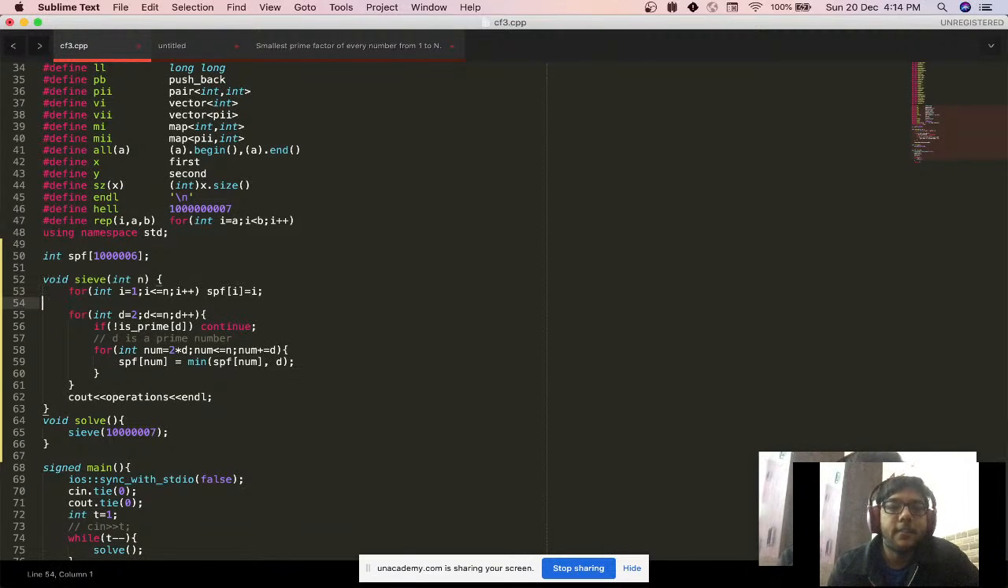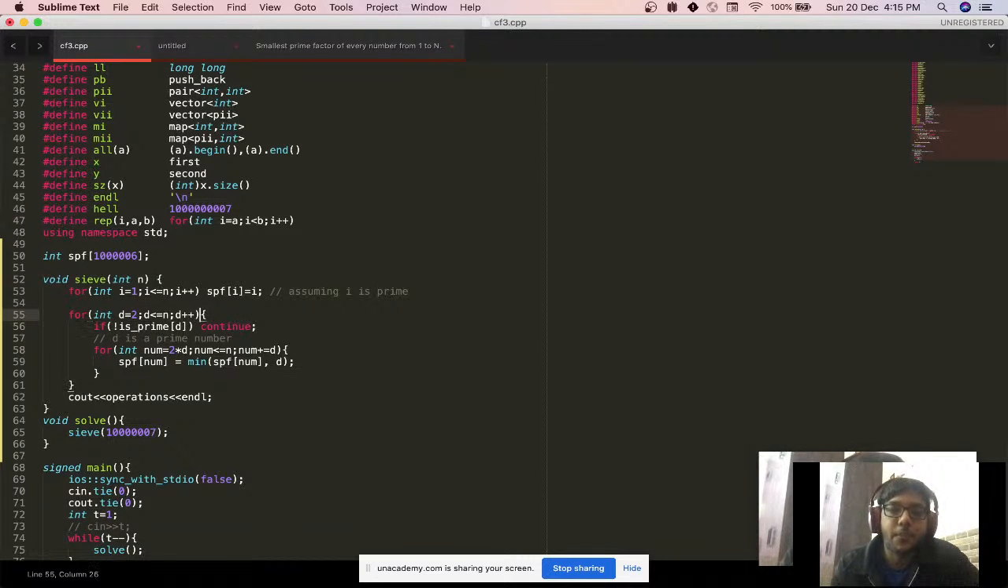So remember that in Sieve, at first we assume that every number is a prime. If we assume every number is a prime, then we also have to assume that the smallest prime factor of i is i itself. That is why I made this assumption: assuming i is prime, the smallest prime factor of i would be i itself. And what we did in the loop, we fixed a number d and we are going to iterate over its multiples.